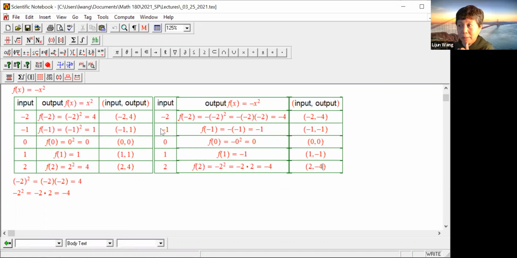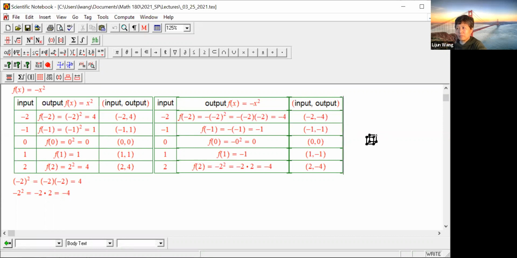What do you observe in terms of output? We still use the same input. What happened to the output? The output, instead of all positive or 0, they turn into what? All negative or 0. Do you guys see that? Okay, if you think of the checklist, something is not going to be true anymore, right? Something is not going to be true anymore.